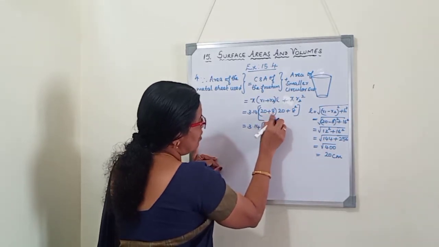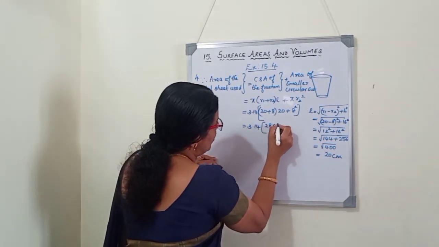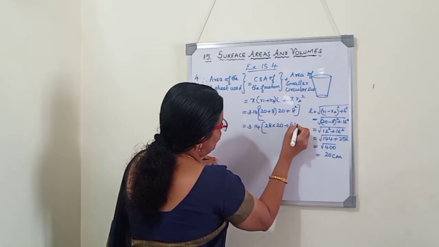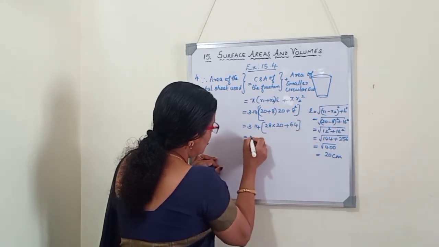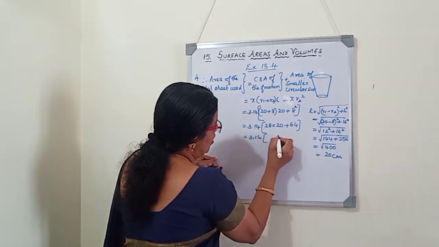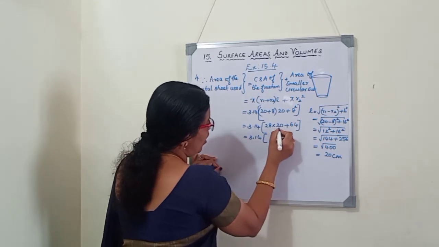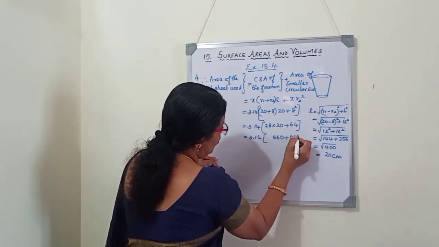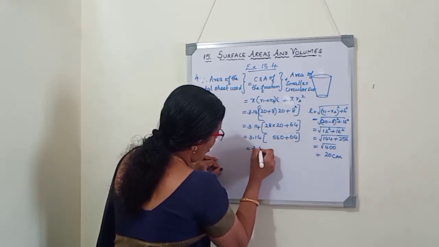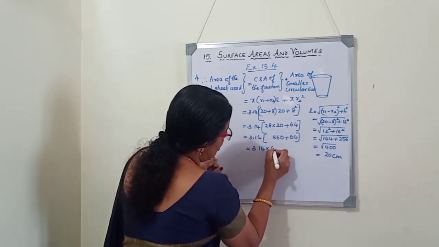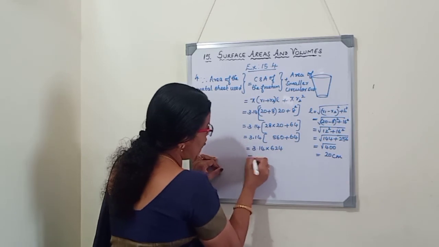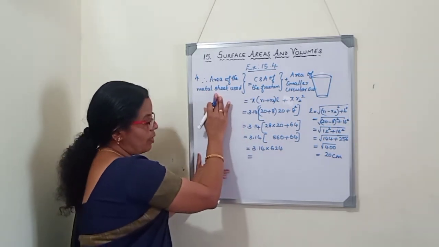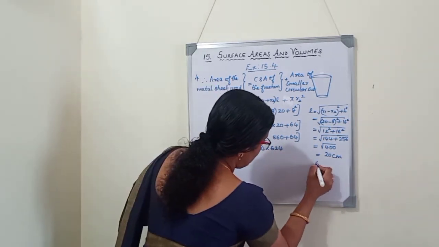3.14 into 20 plus 8, 28 into 20 plus 64. So here 3.14 into 8 2s are 16, remainder 1, 2 2s are 4 plus 1. 560 plus 64, we will get 3.14 into 624. So we will multiply this, we will get the area of the metal sheet used.